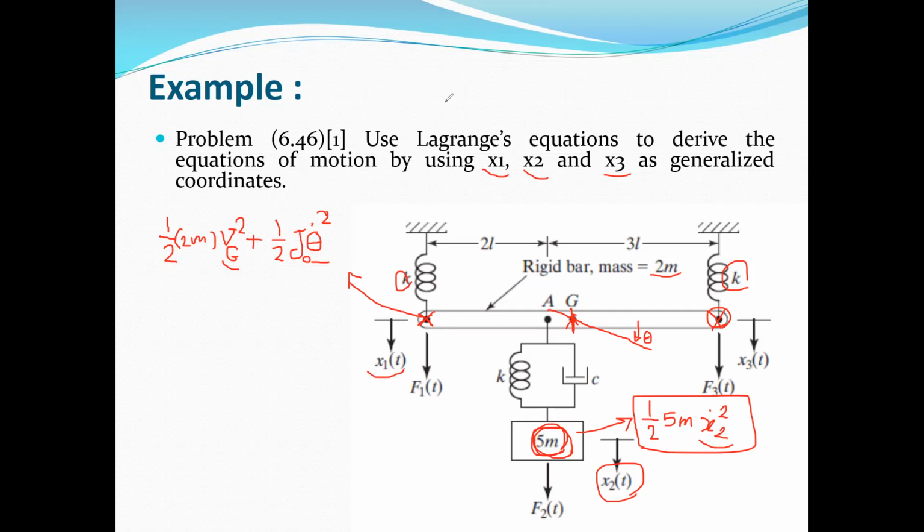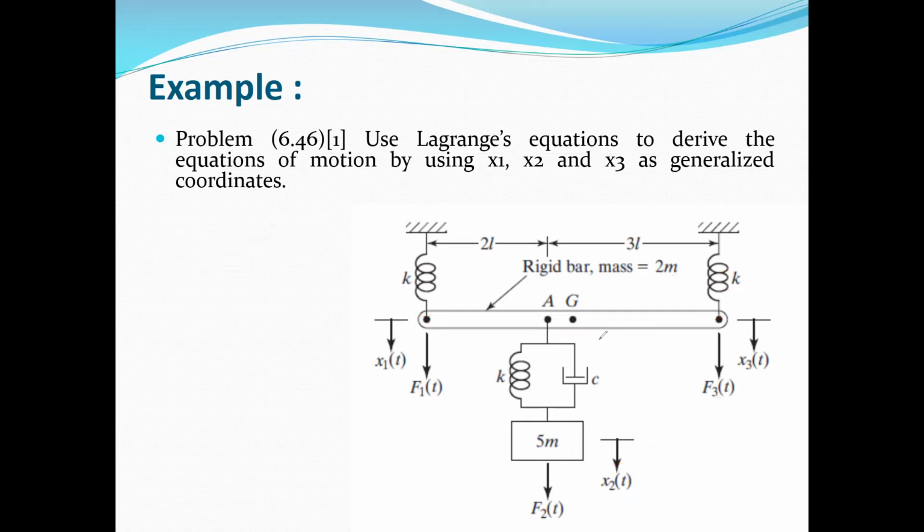And also for the potential energy, if you look at this system, again, we have two masses, 5m and 2m. Both of them will create some initial deflection in the system, so their gravitational potential energy will not appear in the equation. We only consider the potential energy due to this spring, which is half k times x1 squared. And we have the potential energy due to this spring, which is again half k times x3 squared.